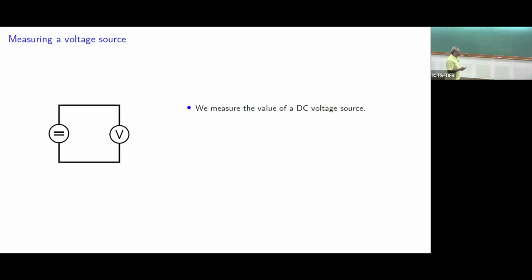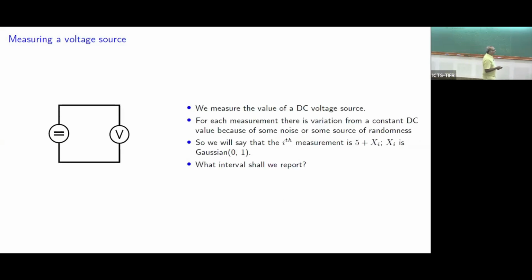If we formalize this a little bit, suppose we say that the ith measurement is like this: the actual value of that DC source is 5, but what we measure is 5 plus some noise, and that noise is a random variable like this. Then, as she mentioned, one common way in which people report the value that you measure is by using something called confidence intervals. Have you come across this term, confidence interval, before?